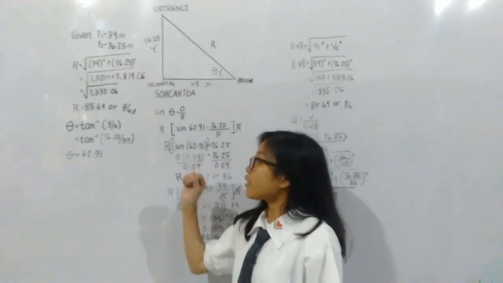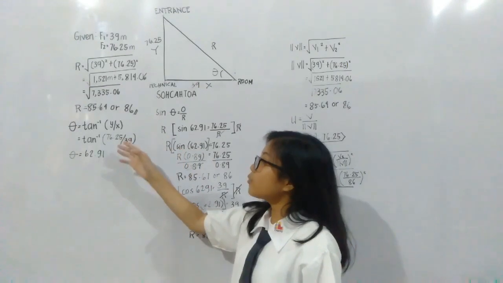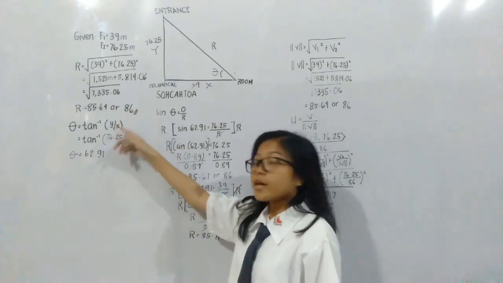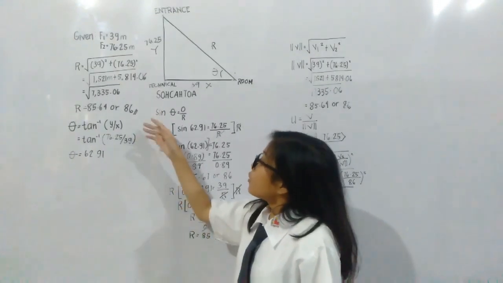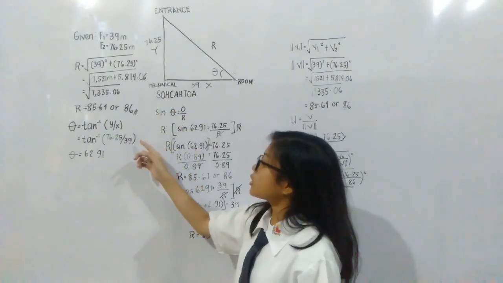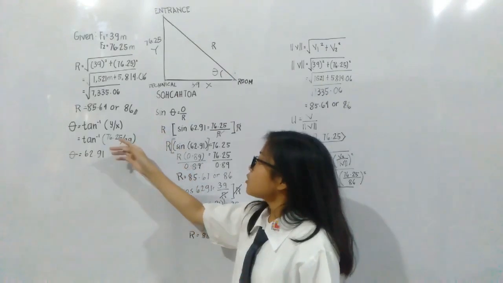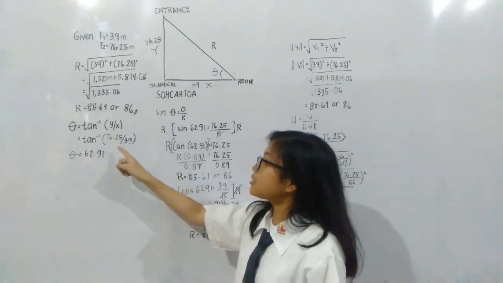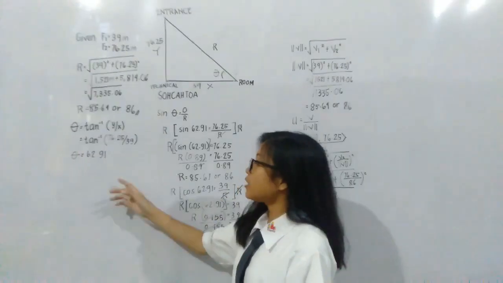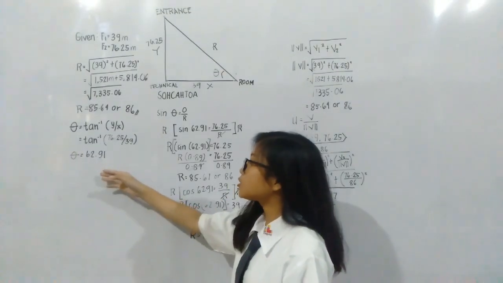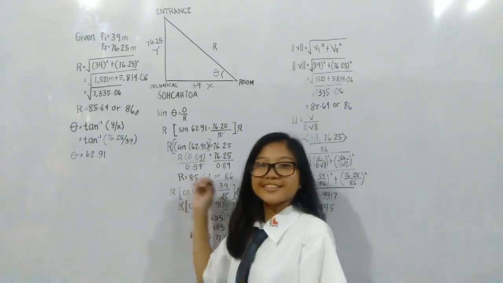And now we're going to find the angle theta using the formula tan raised to negative 1 times y over x. And we're going to substitute the values, where y is 76.25 and x is 39. So the final answer is angle theta equals 62.91.